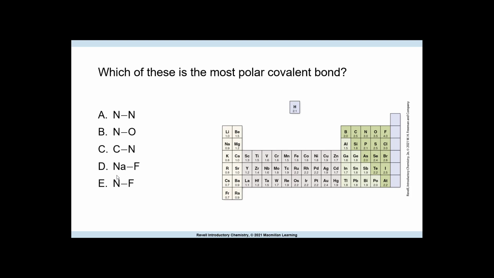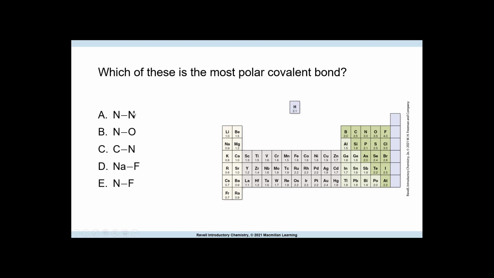Which of these is the most polar covalent bond? Now, I'm not going to work this out. You simply have to subtract one from the other and take the positive, so it's an absolute value. It doesn't matter which one you do, just make sure that if you have a negative, for instance, you make it a positive.